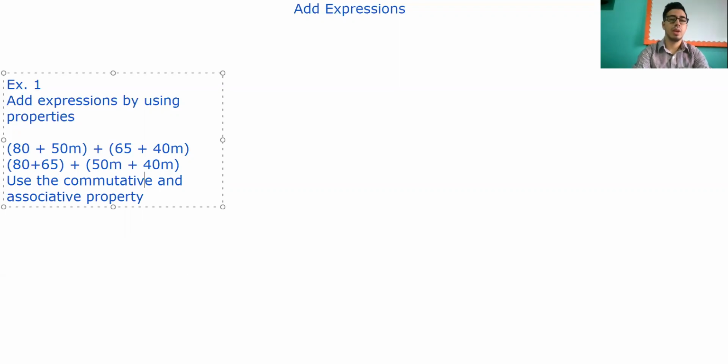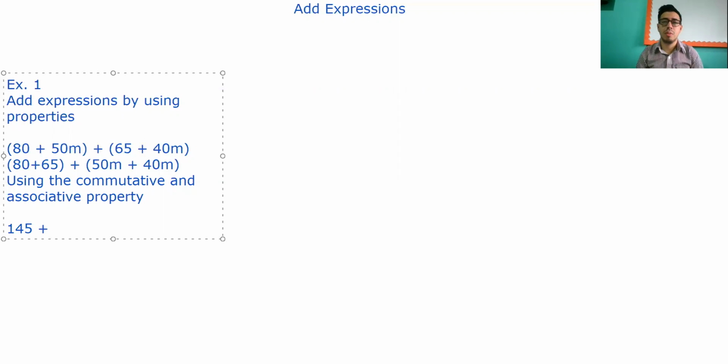Actually, we are using the properties in this moment. So using the commutative and associative property, what do we find? We find the result for this addition. In this case it is 145 plus the value that we have using the variable M. In this case it is 90M. This is the total that she is going to have for the number of months, okay?